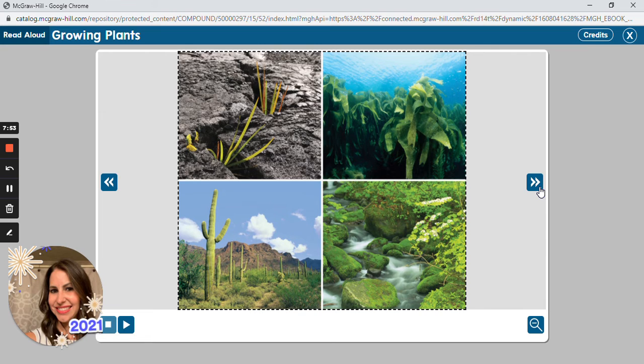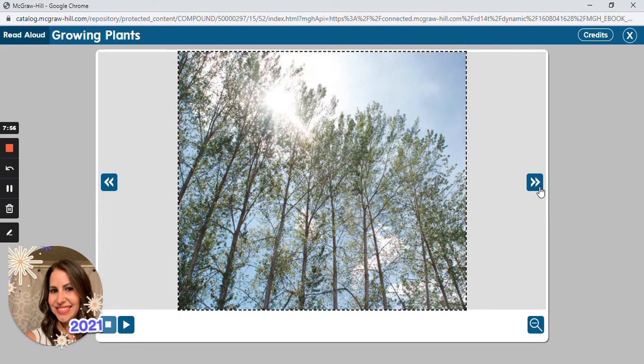So I'm going to ask you a couple questions about the story we just read. On the first page, where is this picture? Where are they? It looks like a forest, right? And what do the trees need in order to grow? What were some things that the story talked about that they need to grow?